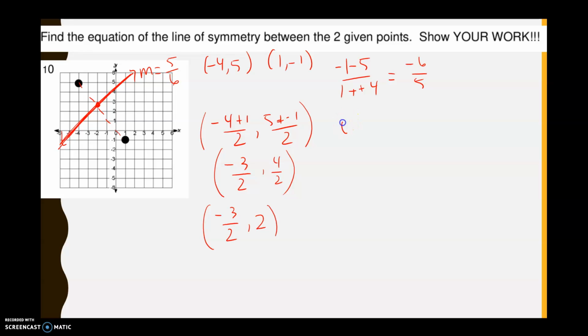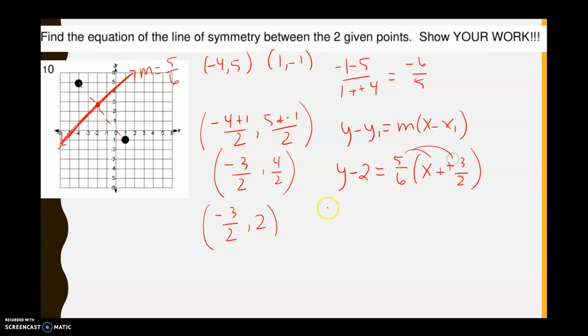Again, I'm going to use my point-slope form. So y minus y1 is equal to m times x minus x1. I get y minus my y1, which is 2, equal to my slope, which is 5 over 6, x minus, and my x1 is going to be a negative 3/2. Double negative becomes positive. So when I distribute here, I'm going to get y minus 2 is equal to 5 over 6x plus 15 over 12.